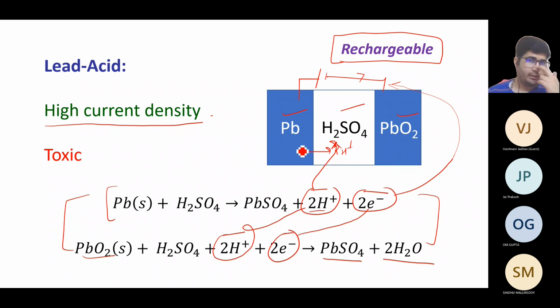So this is the lead acid battery. The good point of this is its high current density, but we also know that lead is very toxic. It is toxic in nature. That's why we don't want to use this type of battery, because once the battery life is over, it's very difficult to manage the battery waste, because it's very toxic. This is a major drawback of lead acid batteries. But the good point is that it has high current density.